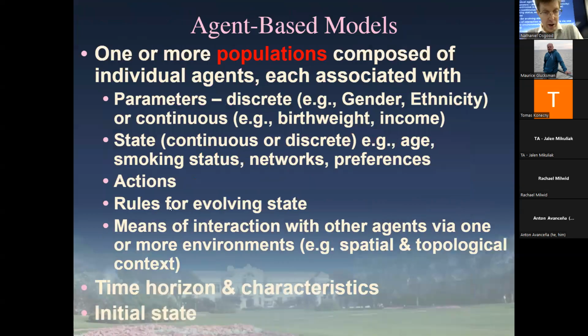Okay. And then they have a means of interaction with other agents. Commonly, those means of interaction are through networks or spatial environments. A model will also typically have a time horizon, a horizon over which it's run, and a characteristic of that time horizon. Is it discrete, meaning it advances and hops? These are sometimes called ticks or time steps.